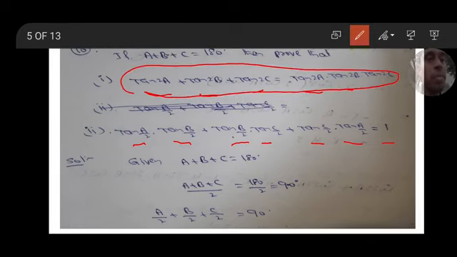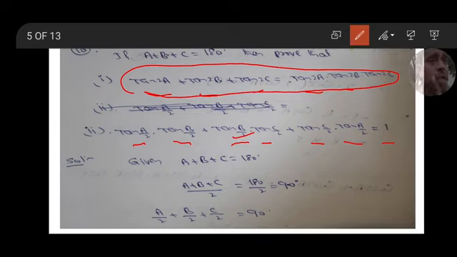Next problem. If a plus b plus c equal to 180 degrees, then prove that tan 2a plus tan 2b plus tan 2c equal to tan 2a into tan 2b into tan 2c. And the second one: tan a by 2 into tan b by 2 plus tan b by 2 into tan c by 2 plus tan c by 2 into tan a by 2 equal to 1. You have to do this problem as homework. I will explain the second problem. Okay.